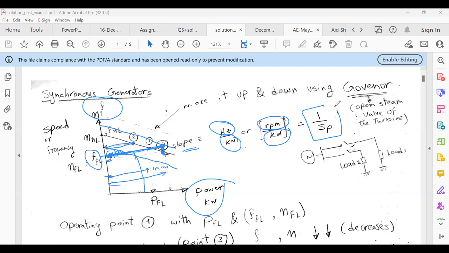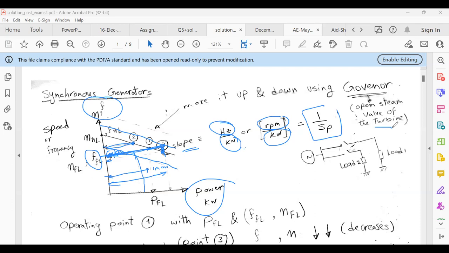And this is something very important. So 1 over the slope is that 1 over SP, or 1 over the SP is the slope. Okay? So the unit of the SP is kilowatt per RPM, for example, or kilowatt per hertz. SP is important and we are going to use it in the problems.